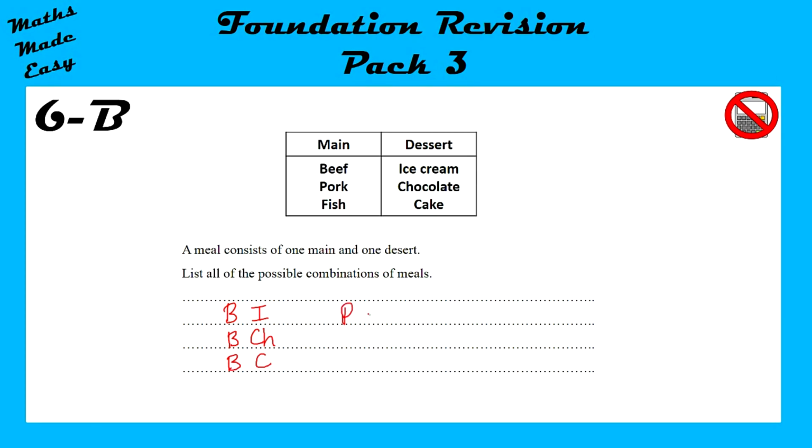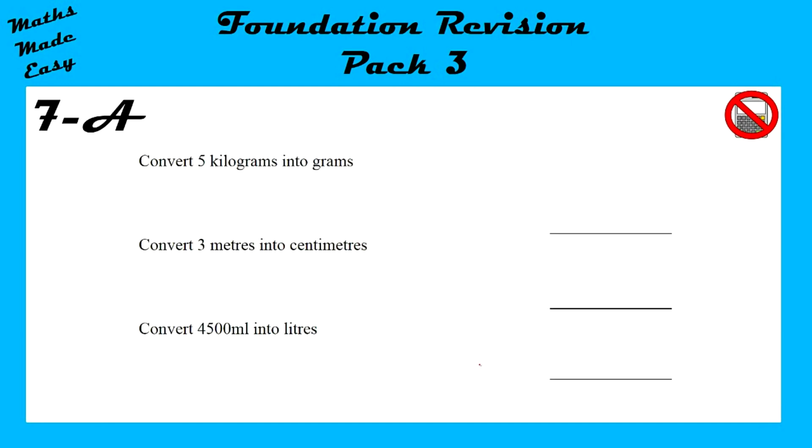Then what if I took pork first? I could have pork and ice cream, I could have pork and chocolate, I could have pork and cake, and lastly I could have fish and ice cream, which doesn't sound very nice, fish and chocolate, and fish with cake, and they're all the combinations.